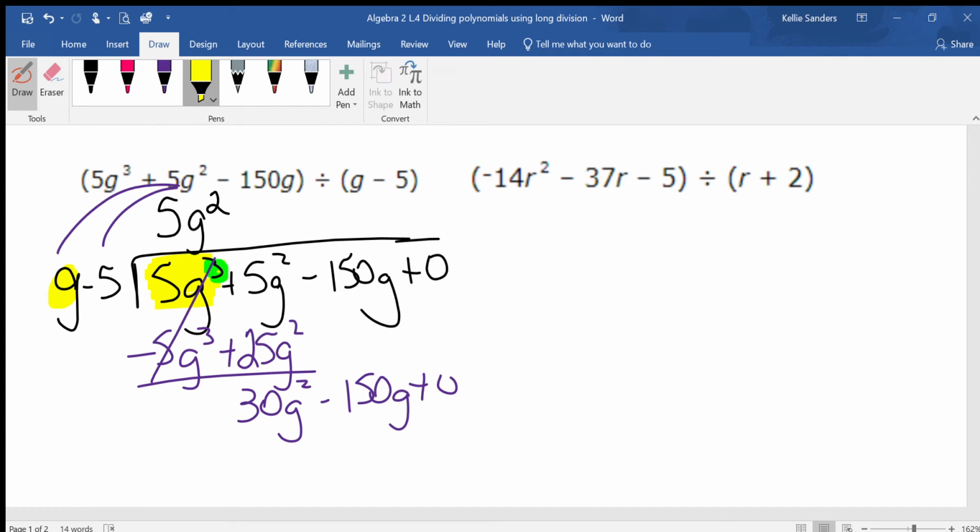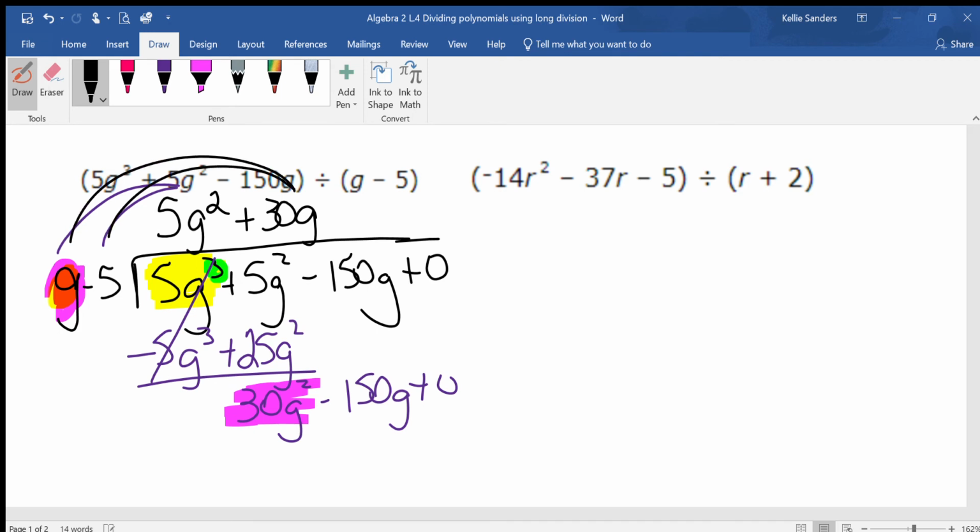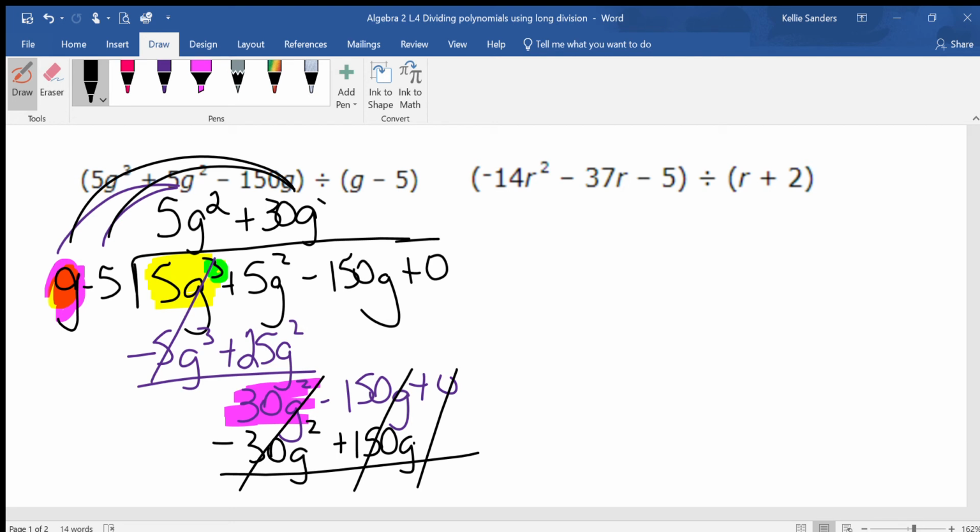Then we look at this g and this 30g squared. So what do I multiply g by to get 30g squared? I need a 30 and I need another g. So then I multiply the 30g to everything on the outside. So 30g squared, and 30 times negative 50 is negative 150 with a g. Draw your line, change your signs. 30 minus 30 goes away, negative 150 plus 150 goes away, and since this is 0, I didn't need it, but I didn't know I didn't need it until the very end, so there's no remainder. So that is our answer.